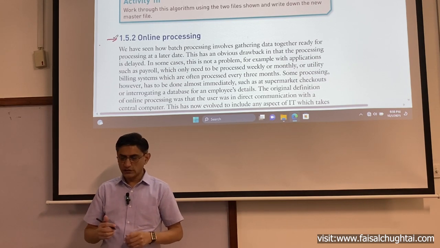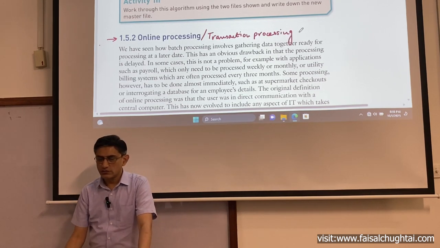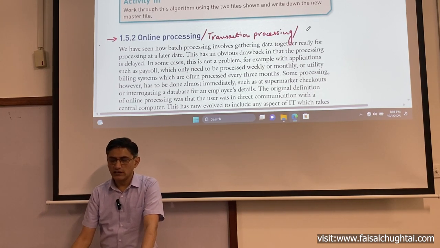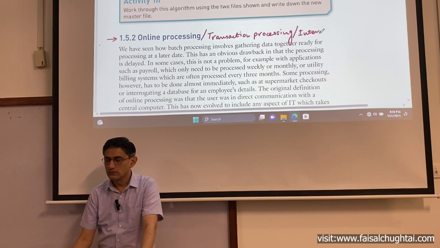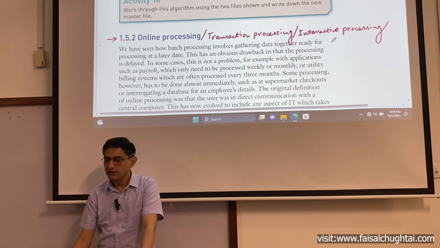There are a few more terms that are used to describe online processing. One of them is that it is also called, let me write it down, transaction processing. Actually, there are quite a few terms. Another term that is used to describe online processing is interactive processing. And yet another term that is used to describe the same type of processing is demand processing. It is also called demand processing.